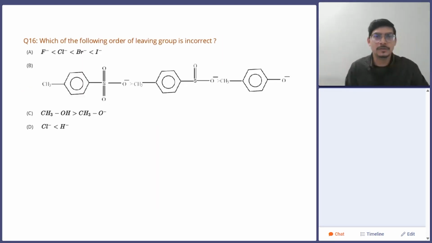Okay, so which of the following orders of leaving groups is incorrect? We know that leaving group ability is inversely proportional to the basic strength, right? So iodide is the best leaving group. Yes, that is correct, because HI is the strongest acid and HF is the weakest acid among these. So fluoride is the poorest leaving group.